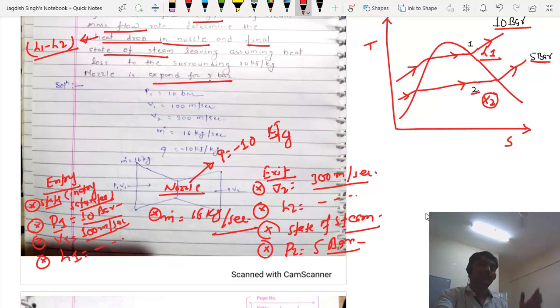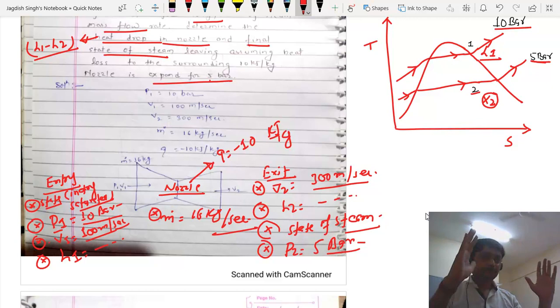Okay, so this is the very basic definition of nozzle. We have explained it earlier. So in this problem, we have to find H1 and H2 because we have to calculate heat drop in nozzle. So we need to calculate enthalpy at entry and at exit. This is the first basic important parameter we have to find. And now we have to find the quality of the steam at the exit of nozzle. What is the quality of the steam at the exit of nozzle?